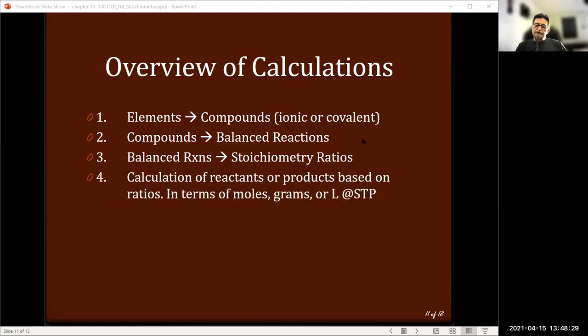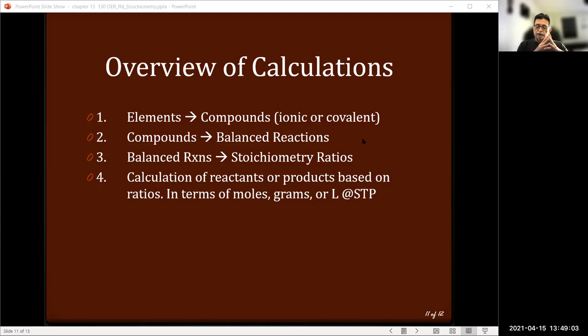And then we have calculations of reactants or products based on these ratios in terms of moles, grams, or liters if we are at STP. Now, if you're given moles, you don't need the molar mass. You just go from moles in the stoichiometric relationship to moles of what you're looking for. But if you start with grams and you need grams of product, you've got to convert everything to moles. Moles is the common factor for these reactions.